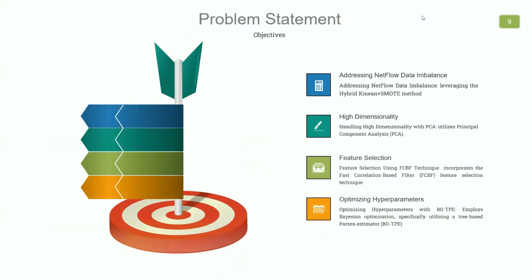In this paper, we aim to address those challenges in intrusion detection systems by implementing the following objectives. We leverage the hybrid K-means and SMOTE methods to effectively handle the imbalanced data issue in the NetFlow dataset. Second, to manage the high dimensionality in the NetFlow dataset, we utilize principal component analysis. We also incorporate the fast correlation-based filter for feature selection to identify the most relevant features from the dataset. Also, we employ Bayesian optimization, specifically the tree-based Parzen estimator, to effectively tune the hyperparameters of our models.